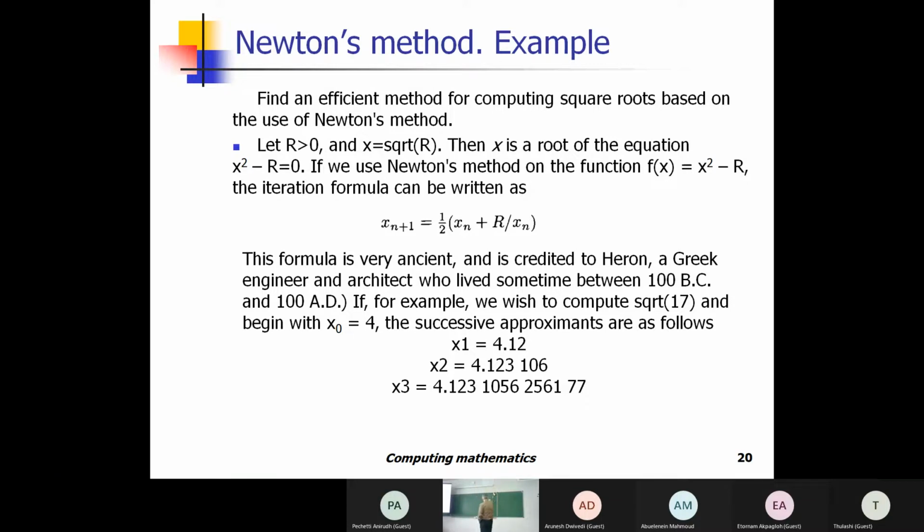So the goal is to find the square root of some number. I can write it like this, right? We don't know this square root. Let's denote this value as x. x equals the square root of 5, the square root of 3, the square root of 10.